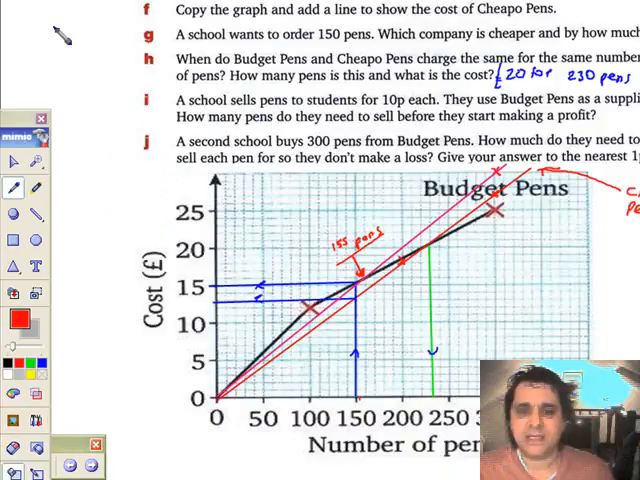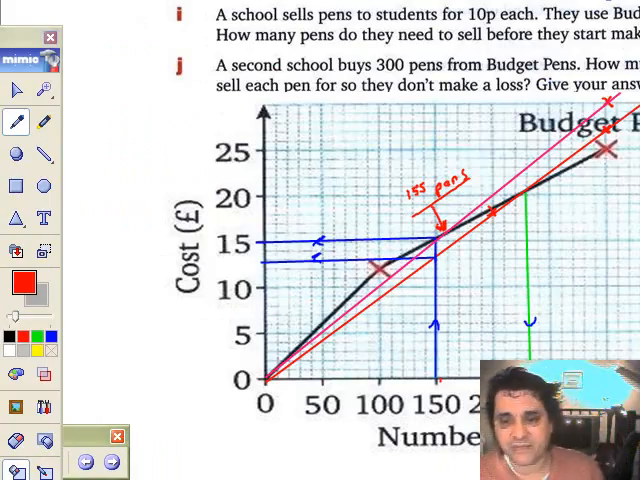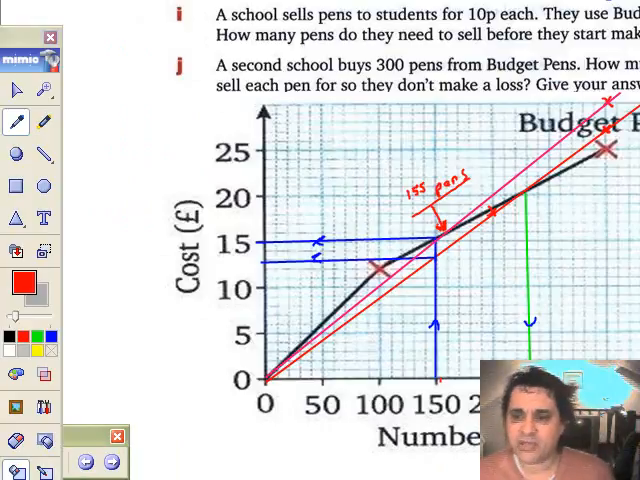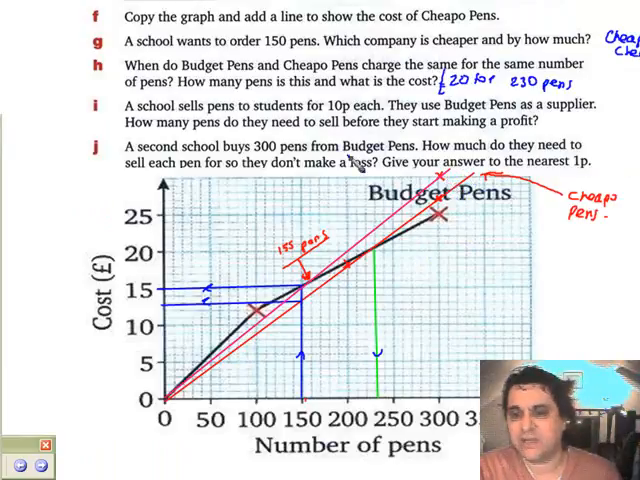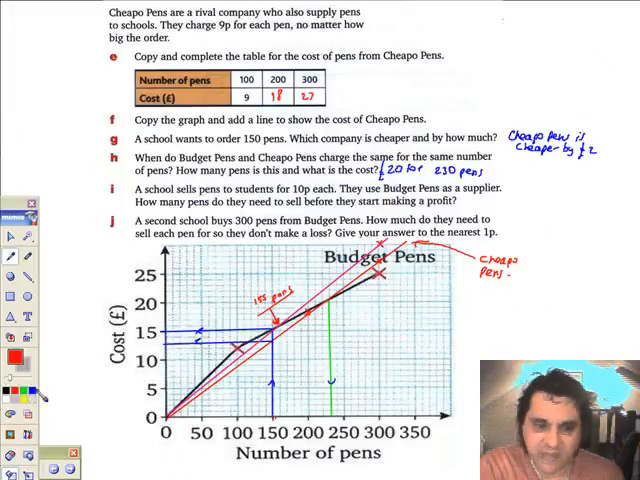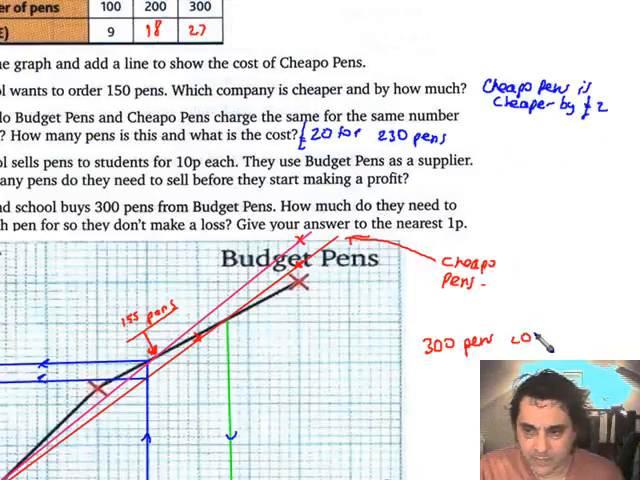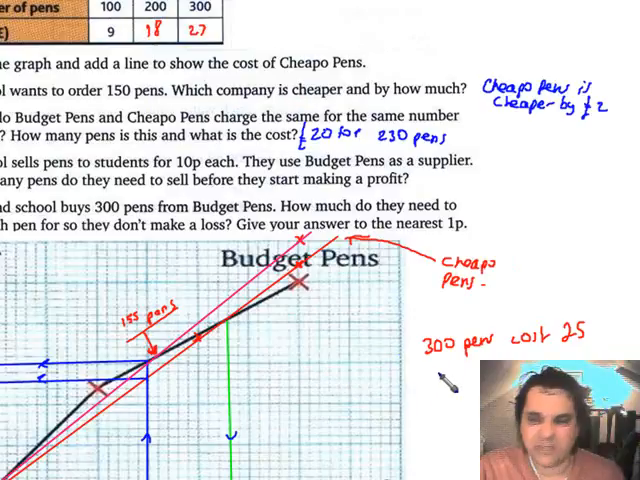It says a second school buys 300 pens from budget pens, well done them. How much do they need to sell each pen for so that they don't make any losses at all, and give your answer to the nearest penny. Well, 300 pens from budget, if you look over here, cost £25. So here I go. 300 pens cost £25. So I've got to find the cost of each pen, haven't I?